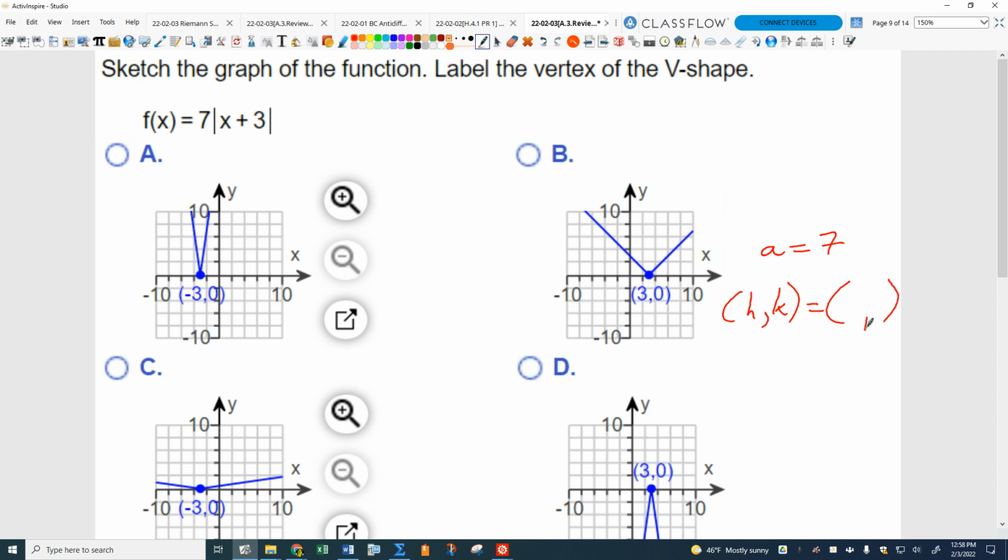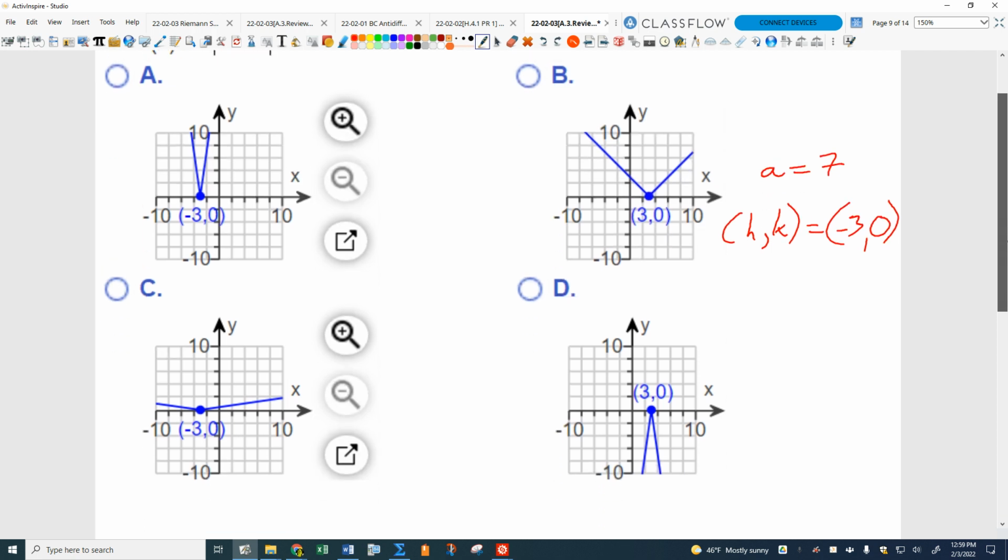Okay, so H is -3 because it's the opposite of that, right? So -3, and what's K? 0. So the vertex should be at (-3, 0). So can we disqualify any of those?